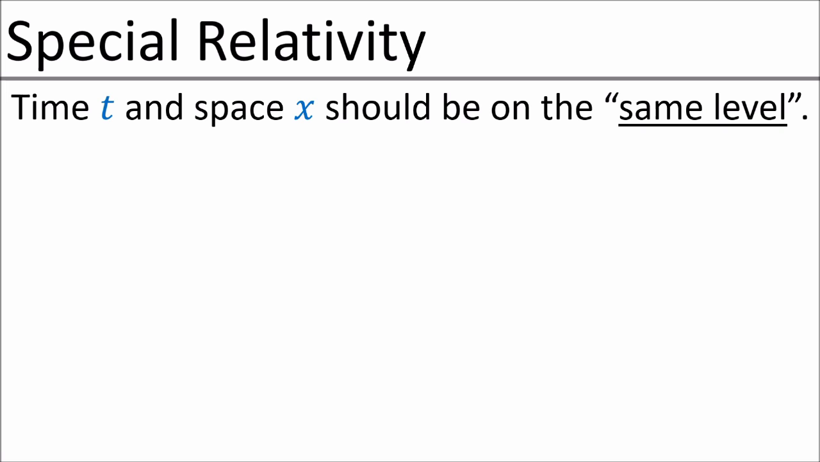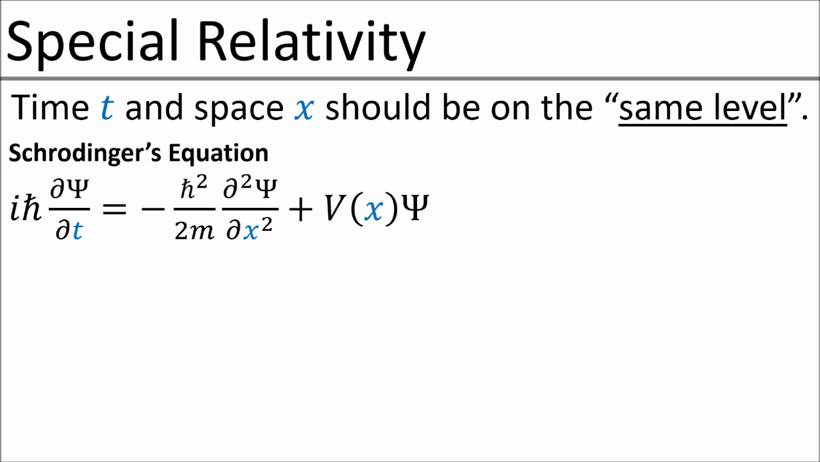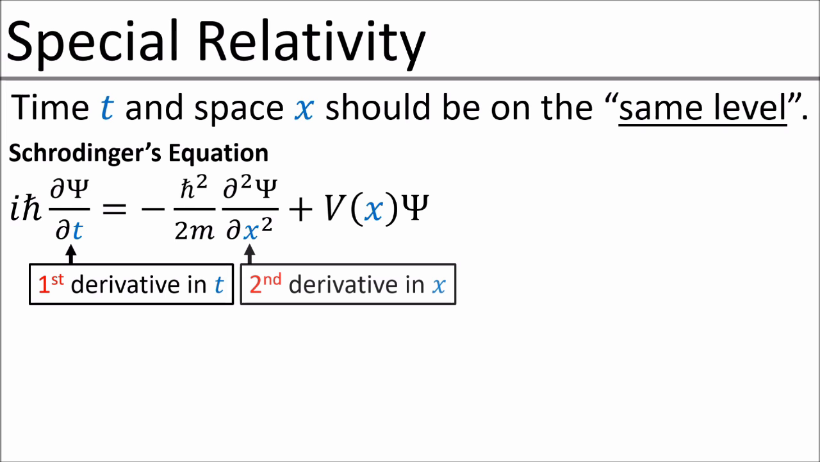into space-time. Because of this, it's easy to see that Schrödinger's equation for single particle position wave functions does not transform relativistically in space-time, because it has a first derivative in time and a second derivative in space. So space and time are not treated on the same level.